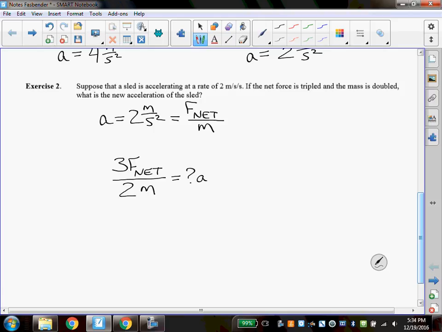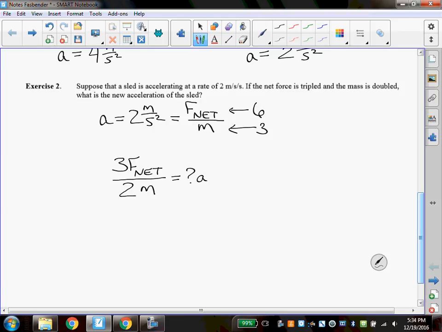Now, if you feel most comfortable doing this, this is what you should do. You should come up with some fake numbers for F net and for m. Or sorry, I should say one fake number. So maybe your F net is 6, and maybe your mass is 3. Because if we do 6 divided by 3, that gives us our original acceleration of 2 meters per second squared.